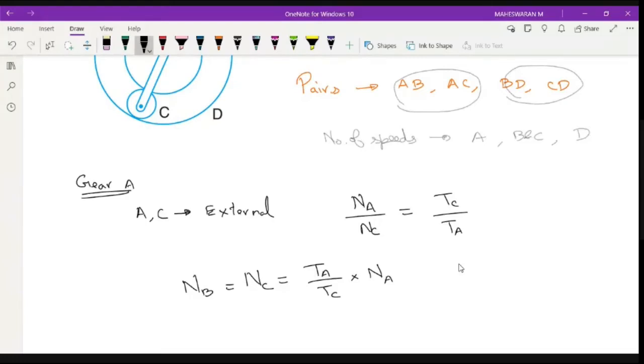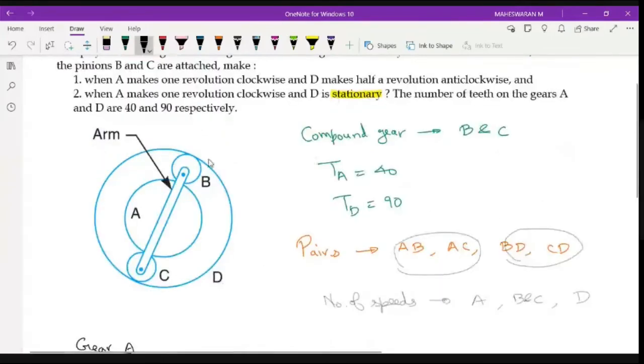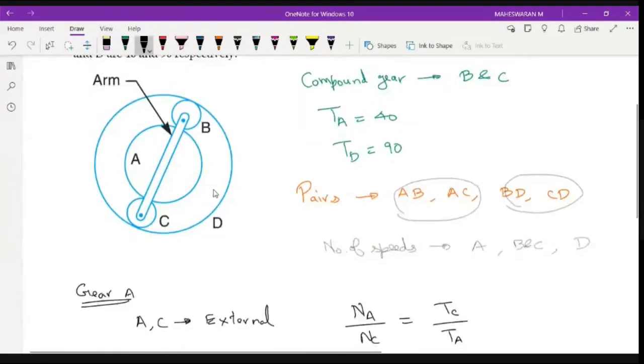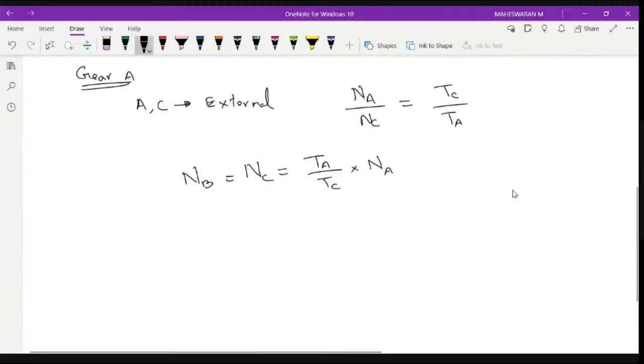So for the first pair, we identified the speed. NB is TA by TC, or should we put TA by TB? Both are the same. B and C have the same number of teeth, so the same diameter. So no problem.